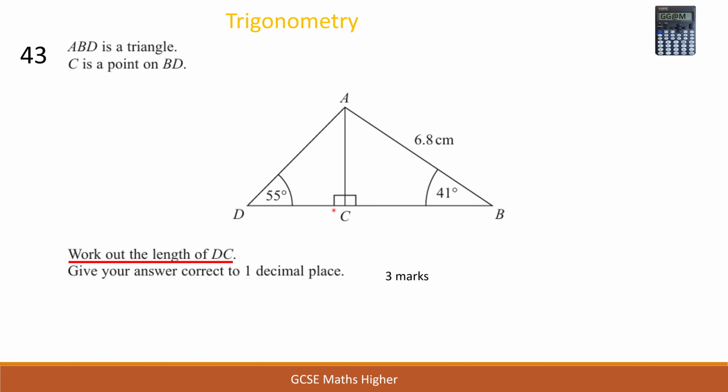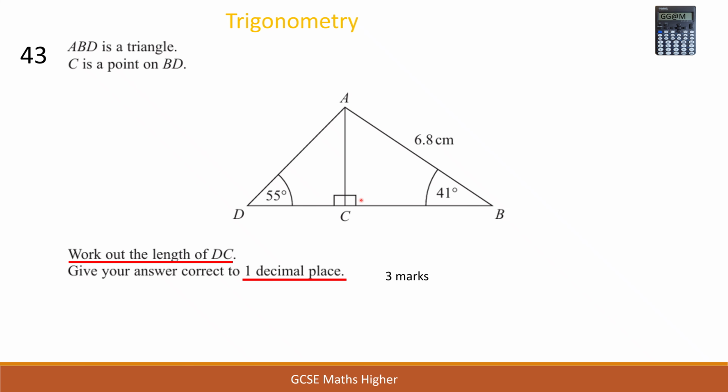Great work, well done. So as I said, we're working out this length D to C, and you've got to give your answer to 1 decimal place. So you can see we've got a big triangle here, and we've also got a smaller triangle and another smaller triangle. Now, when you've got 2 triangles, this first triangle on the right-hand side is going to give us some information to then be able to work out the length DC.